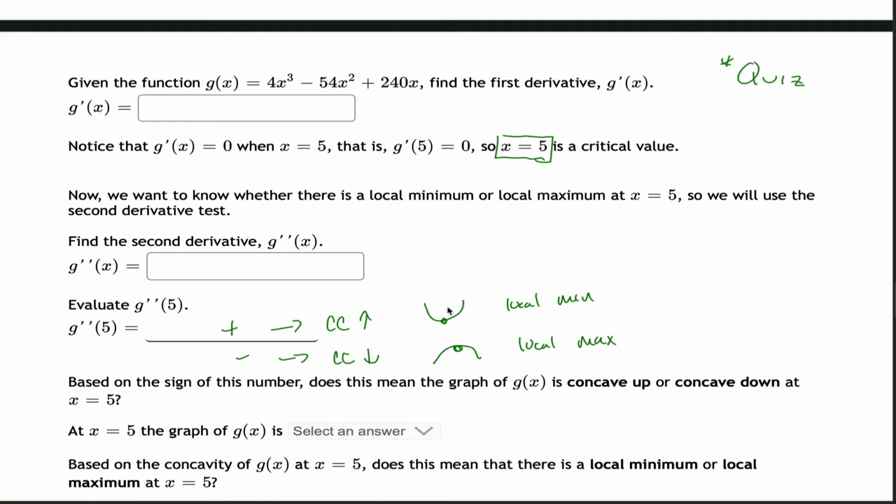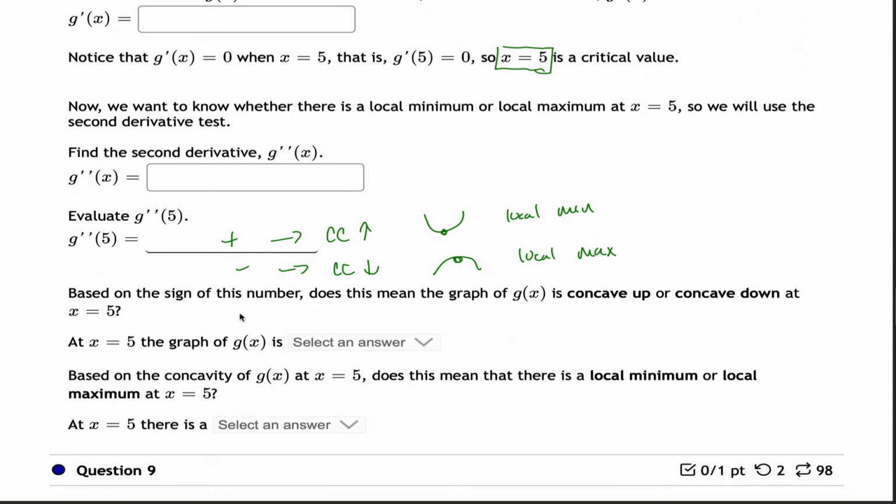On the quiz, I'd ask you to figure this out, right? I'd ask you to classify that critical value as a local minimum or a local maximum, and you'd go through and do all this work. This problem, you don't even have to. Based on the sign of this number, does this mean the graph is concave up or concave down? You can choose between the two. If it's positive, concave up. If it's negative, concave down. Based on the concavity of g of x at x equals 5, does this mean there's a local minimum or a local maximum at x equals 5? At x equals 5, there is a, well, it's positive, min, negative, max.